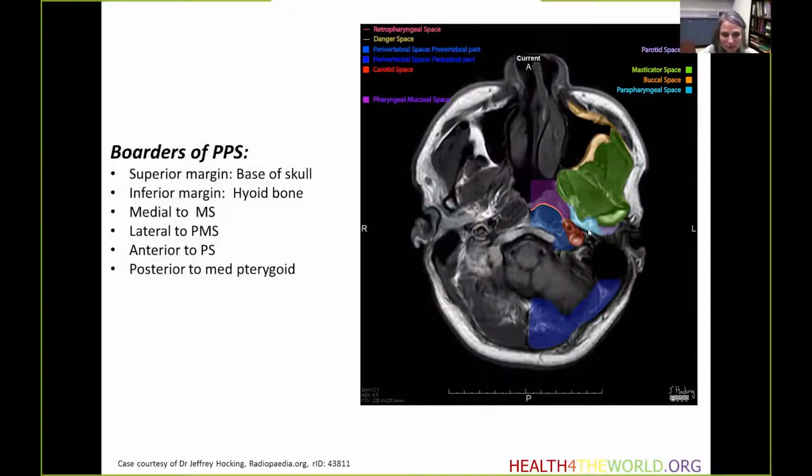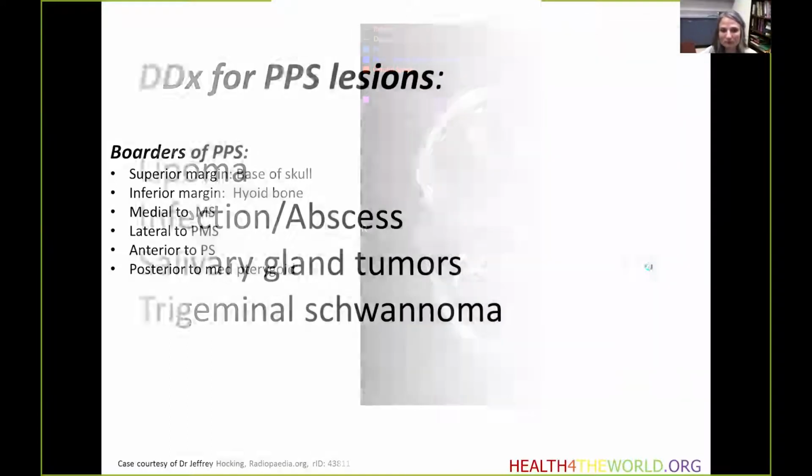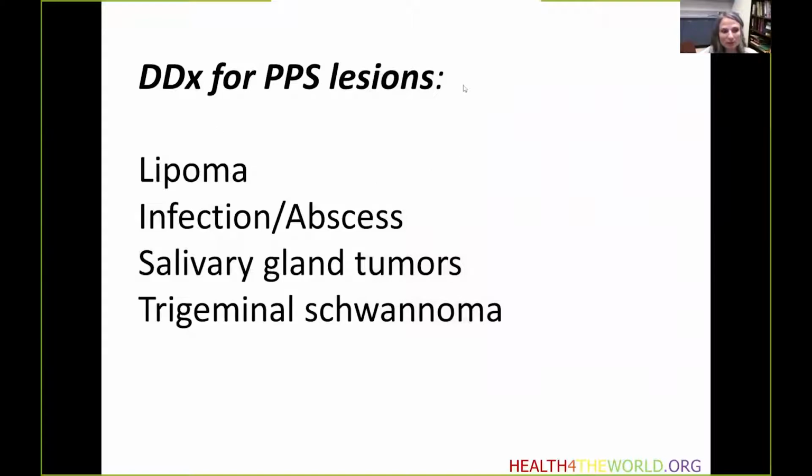If we look at this peripharyngeal space, seen here as a blue-colored space, it is bordered by multiple very important spaces. Laterally, it is bordered by the masticator space. Medially, there is the carotid space, and anteriorly, there is the pharyngeal mucosal space. The differential diagnosis for peripharyngeal lesions is not very long, and it includes lipoma, infection and abscesses, salivary gland tumors, and trigeminal schwannoma.